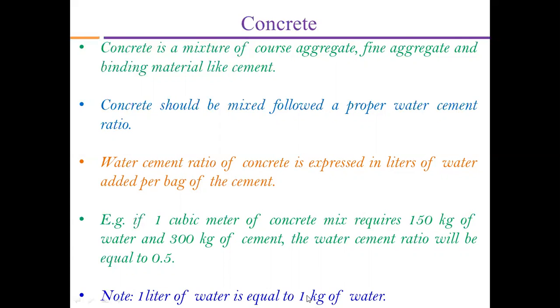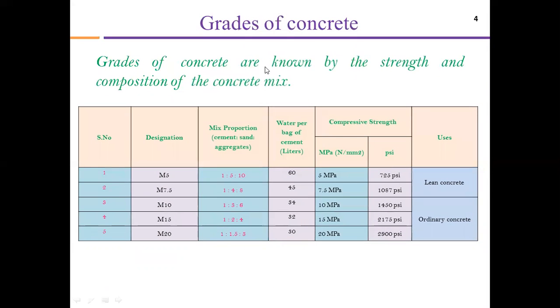So let's suppose after mix design, it is preferred that you are supposed to add 200 kilogram of water in the particular concrete mix per bag of the cement. Okay, so that will be known that you will add how much amount of water? You will add 200 liter of water. Okay, so now let me discuss the different grades of concrete.